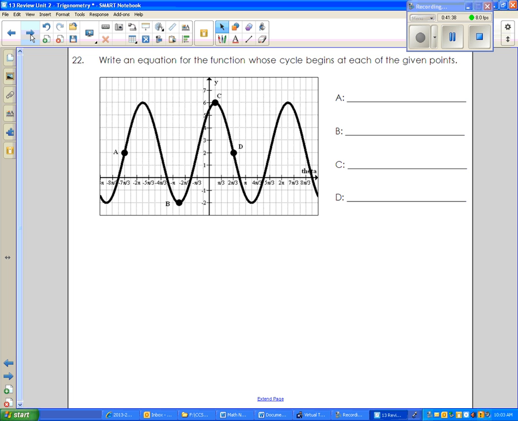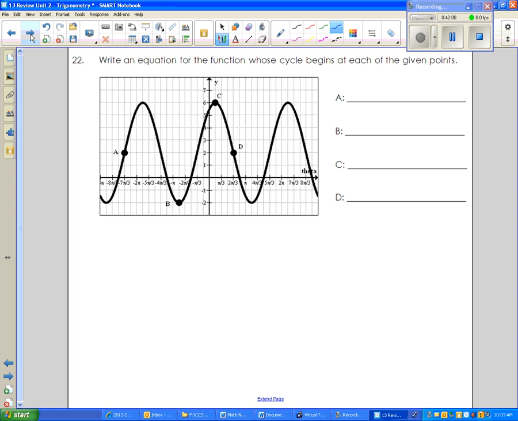So in number 22, basically you're given a wave pattern and you're asked to determine equations that can model this wave pattern. There's actually an infinite number of equations that I could use to model this pattern, but because I'm designating where I want the cycle to start, that's what the A, B, C, and D represents, there will be a unique equation corresponding to each of those values.